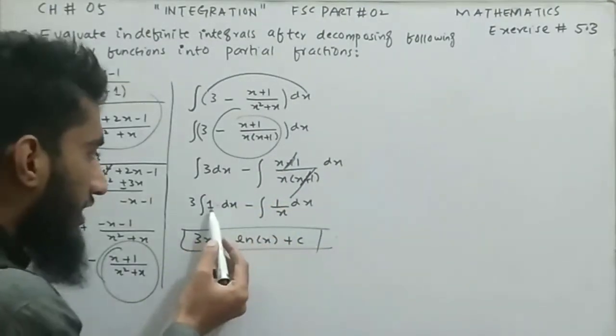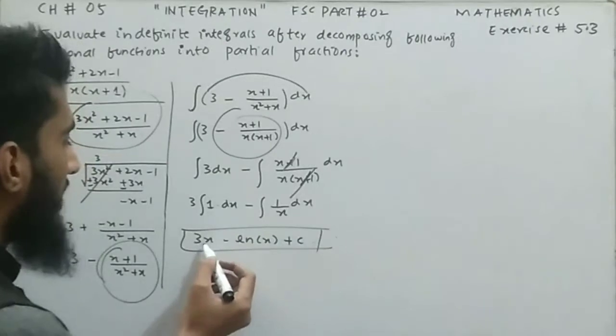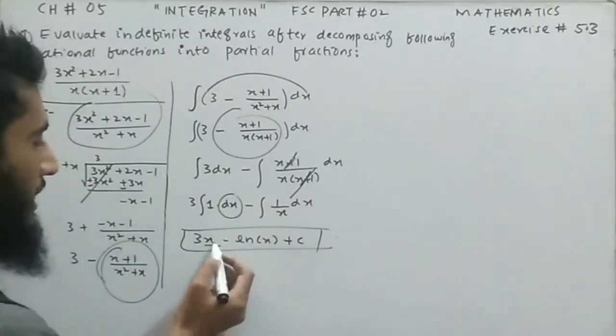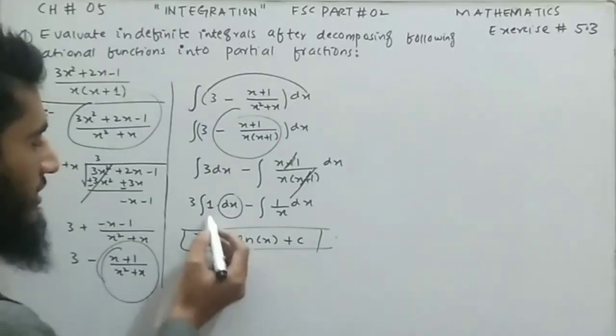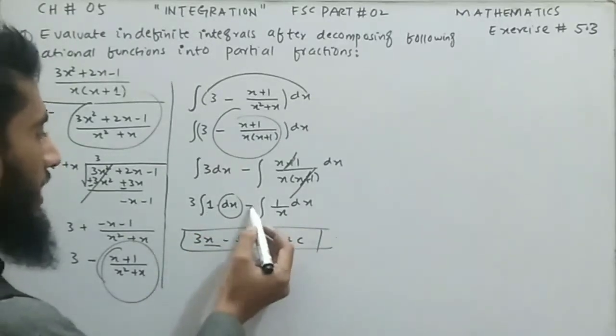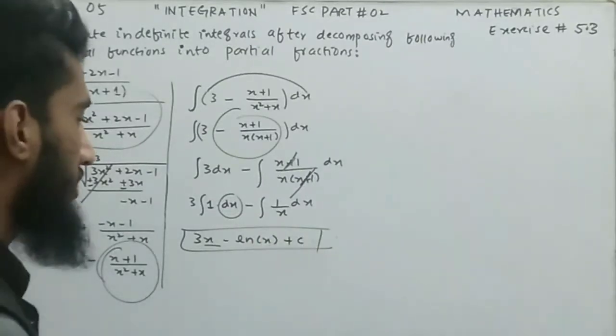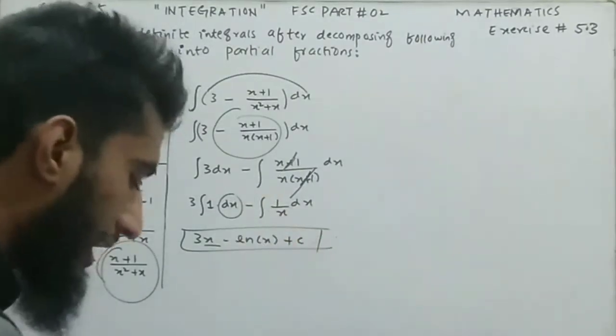Now the integral of 1 is always equal to the variable x. Because over here the operator is dx, so we will write x, because if we differentiate x with respect to x, it will give us 1 again. And over here, minus times the integral of 1 by x is always ln of x plus constant of integration. So this is actually the required and desired answer.